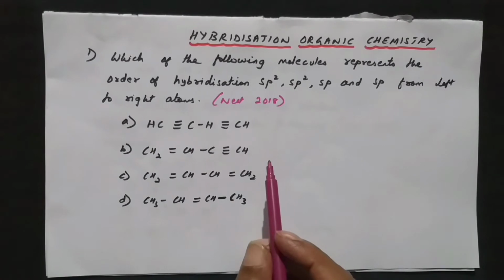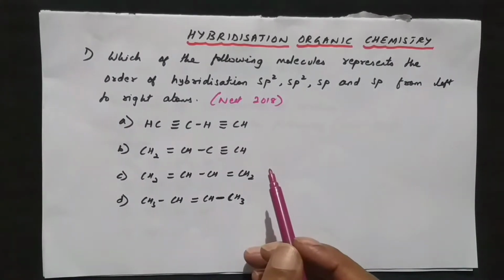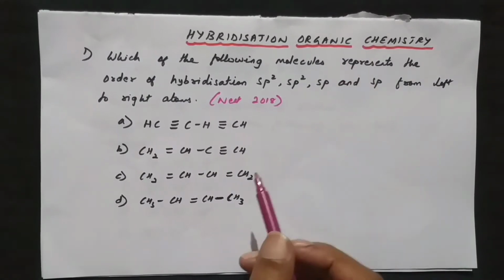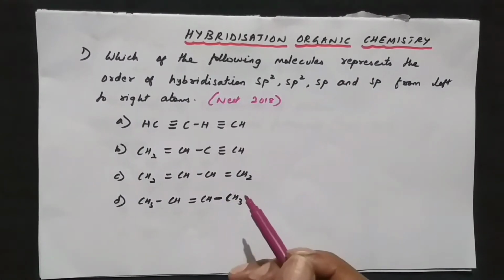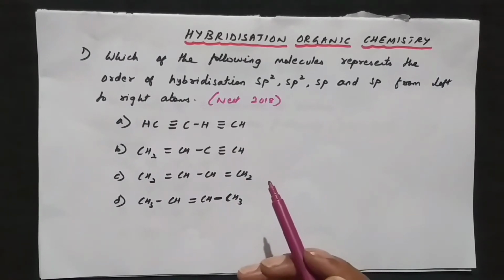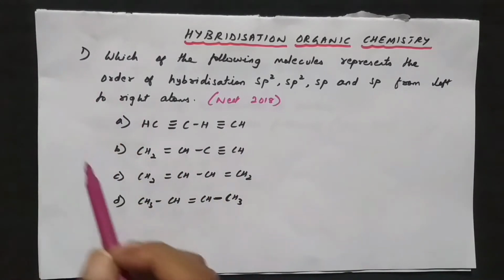So in the last video, I discussed how to find the hybridization of carbon in organic compounds, alkanes, alkenes and alkynes. So in this video, I will be solving a few questions from the NEET exams, which are previous year NEET questions. So let me go to the first question now.